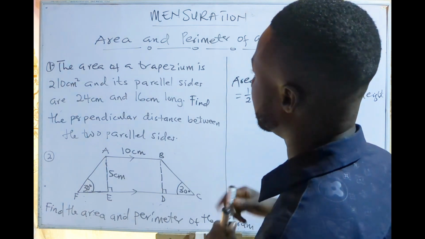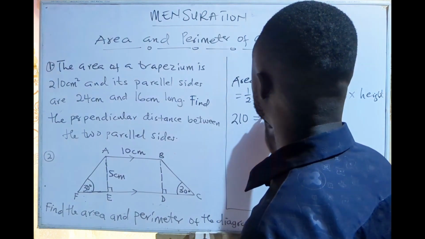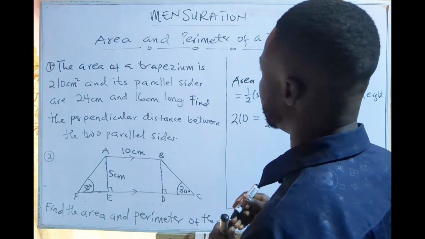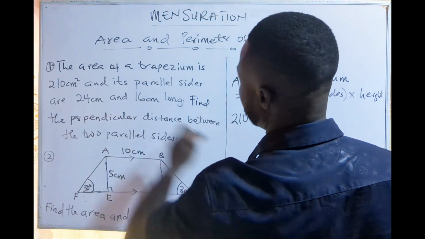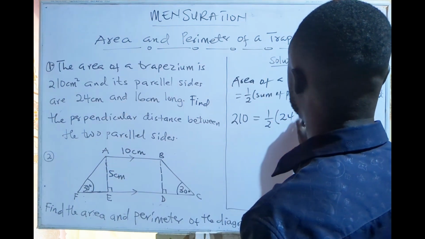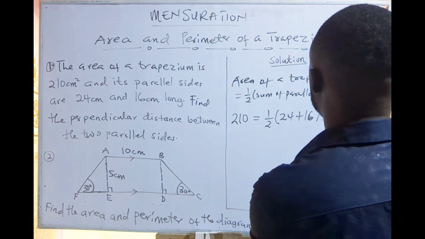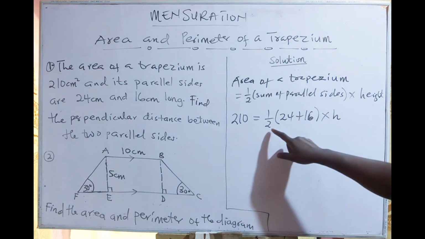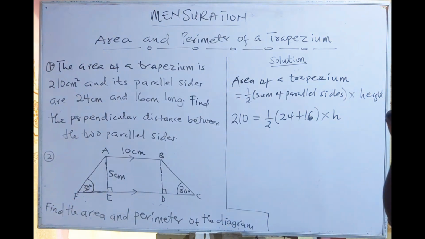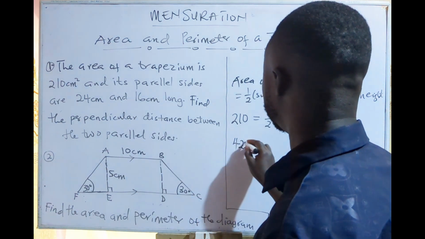The area as 210. So 210, that is the area, is equal to half times the sum of parallel sides. We are given the parallel sides at what? The parallel sides are 24 and 16. So 24 plus 16 times h, which is the height. All right. So with this, if you like, I multiply 2 by 210, and 2 by 210 will give us what? 420. All right.